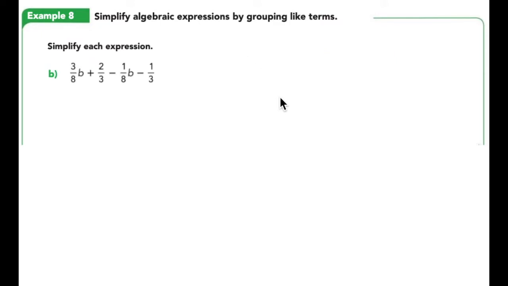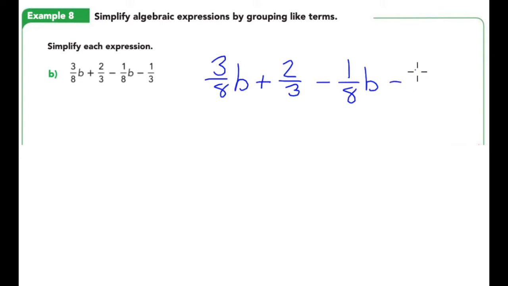Our next example has some fractional coefficients in it along with fractions. So for this here, we have 3/8 b plus 2/3 minus 1/8 b minus 1/3. Again, I'm going to go through and split it using lines. So anytime I hear plus or minus, it is a new term.